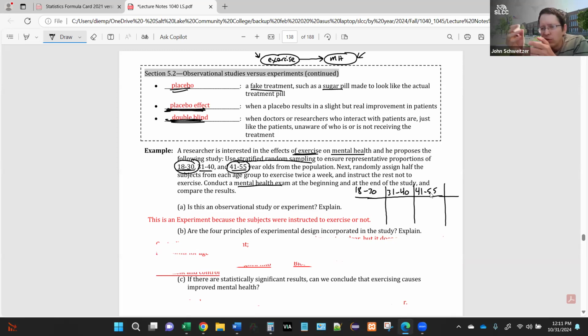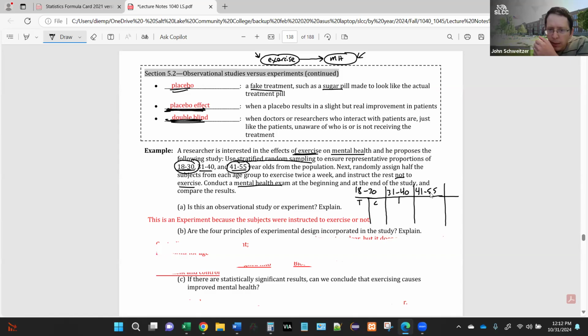Maybe you think, well, 18-year-olds and 30-year-olds are different, and it's possible, but at least it is kind of blocking by age a little bit here, right? So these are blocks, and then within each block, we give some the treatment and some the control, right? The control would be to not exercise. So the control here would be not exercising. And then the treatment would be to exercise.